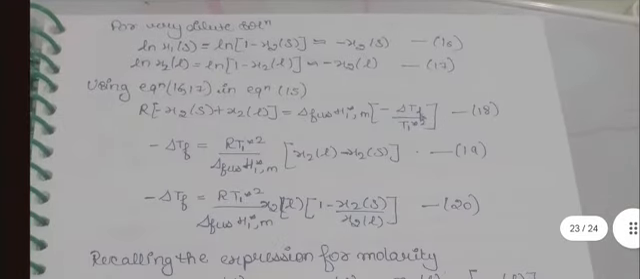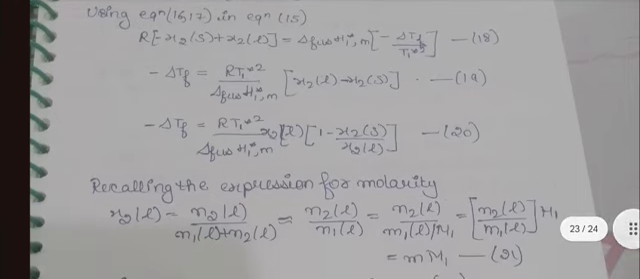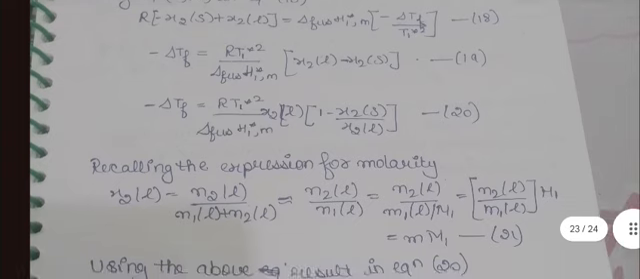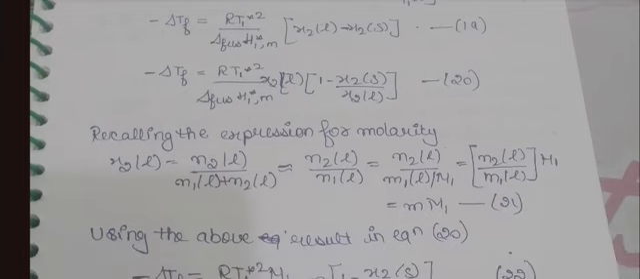For a very dilute solution, ln X1S is equal to ln (1 minus X2S), which is nearly equal to minus X2S, and ln X1L is equal to ln (1 minus X2L), nearly equal to minus X2L. Using equations 16 and 17 in equation 15, R into (minus X2S plus X2L) is equal to Δfus H1* m into minus ΔTF by T1* square. So minus ΔTF is equal to R T1* square by Δfus H1* m into (X2L minus X2S), which is equal to R T1* square by Δfus H1* m into X2L into (1 minus X2S by X2L).